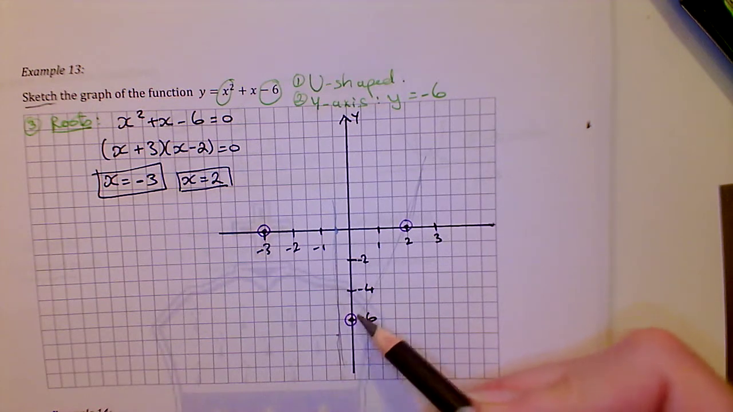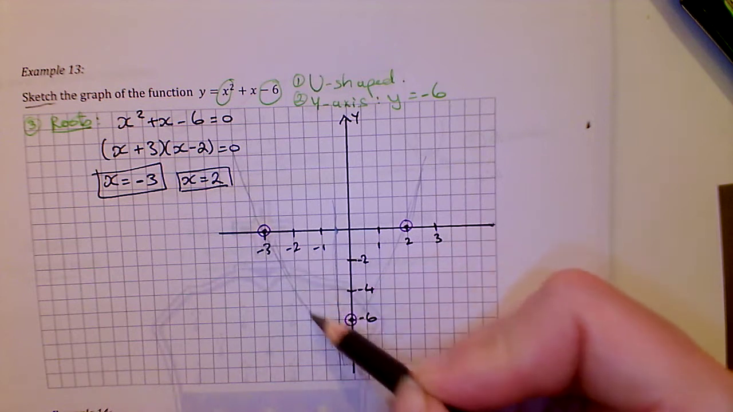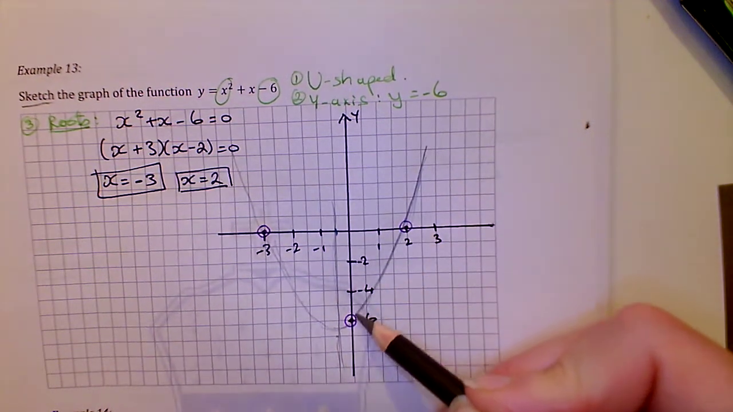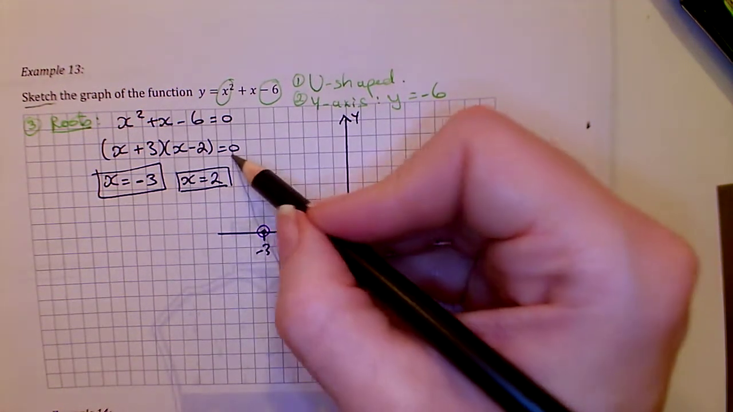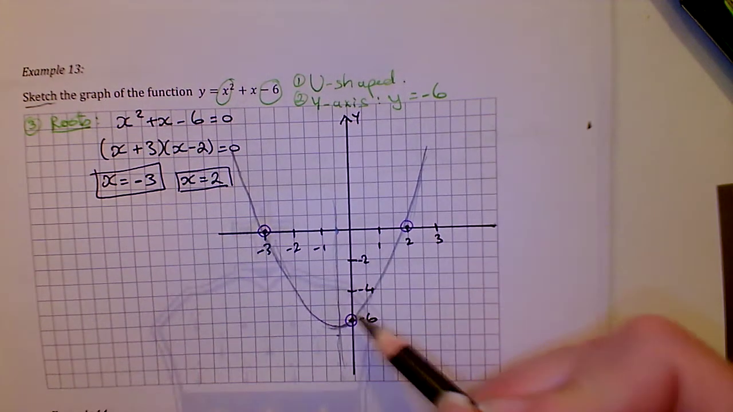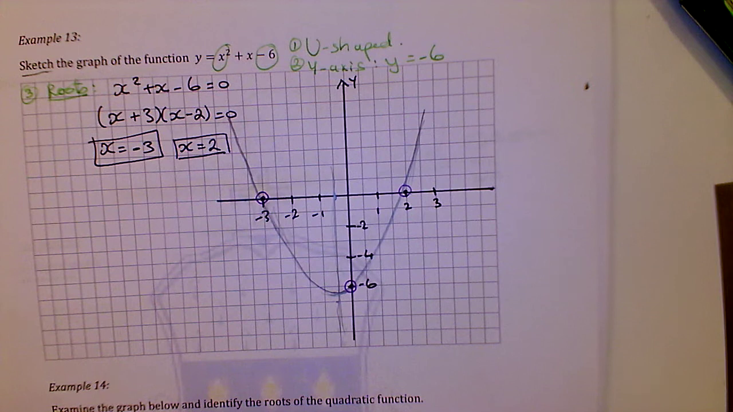So then we draw in our U-shaped graph, turning halfway between -3 and 2. So there's the graph of my function.